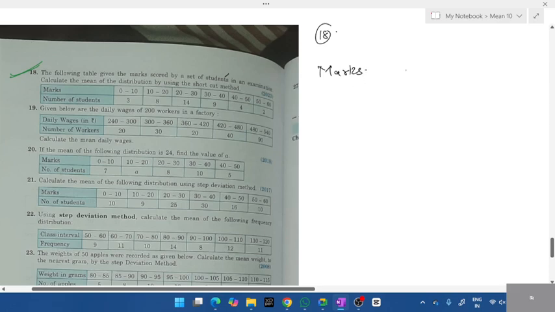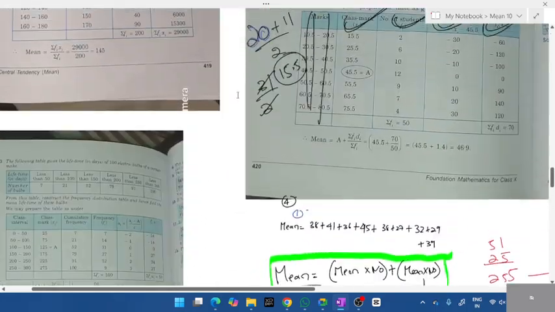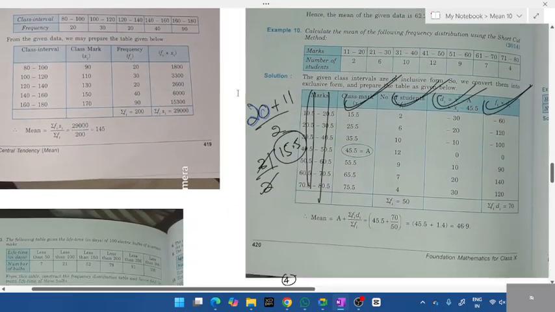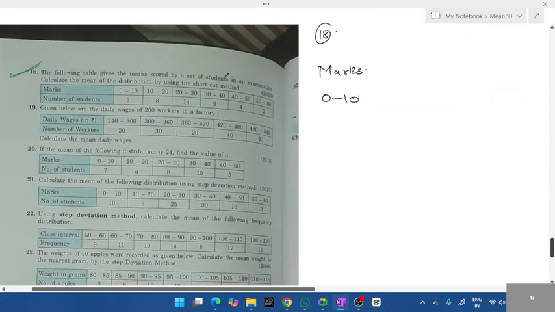Marks. Next, number of students. Marks is given as 0 to 10. And what we mention here. Okay, this is marks, students. Beside that, you have to mention class marks. How will you calculate class marks? What's the formula to calculate?